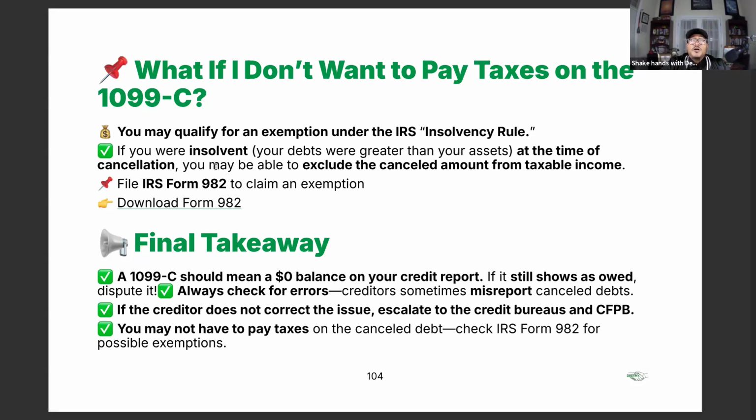which is, you can always get with your accountant or anything like that, but it's where you can be insolvent. Okay, where your debts are greater than your assets is what that means. Okay, but you want to fill out a form 982. Okay, and just keep this in mind. You may not have to pay taxes on the canceled debt, so I don't want you to stress yourself out over that. All right, so let's keep going.